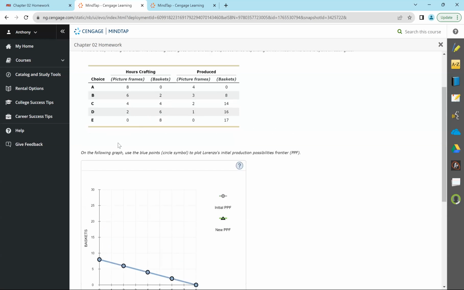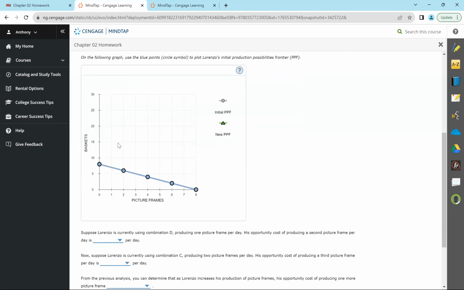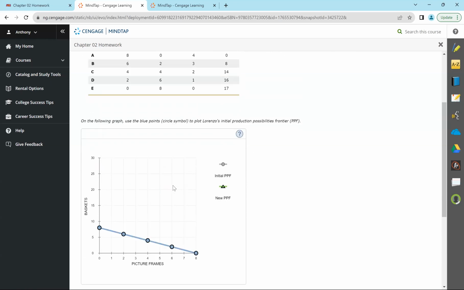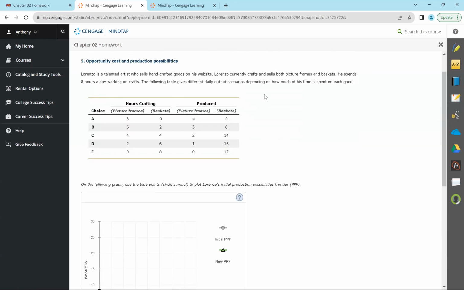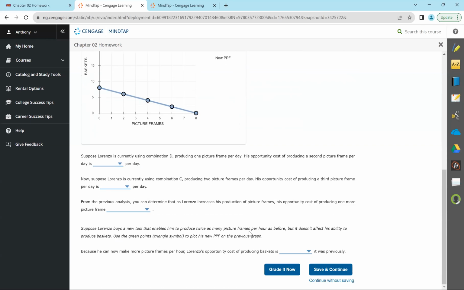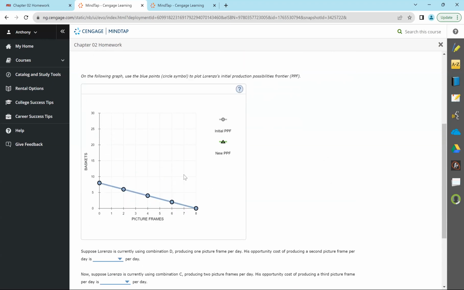Okay. Now, what's the deal with the new PPF? Okay, we'll get to that. You're really supposed to read these in order. I'm really bad though at looking ahead, but we'll do it in the way we're supposed to.